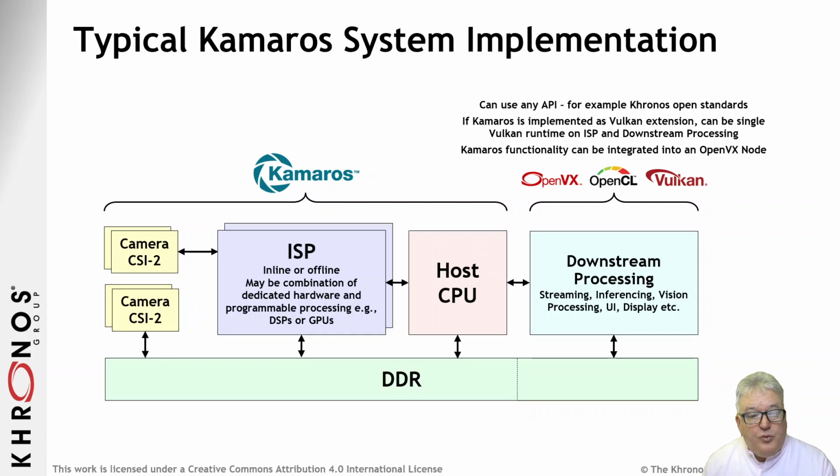The Cameros API will enable programming of the camera and sensor hardware and ISP processing, including 3A, image statistics, and frame metadata. As with any Khronos API, Cameros will not dictate implementation details, enabling use of, for example, CSI2 or USB cameras, and a wide range of ISP architectures, including dedicated hardware, DSPs, or GPUs. Cameros does not define downstream vision, inferencing, or other compute processing that is left to existing APIs, such as OpenCL or OpenVX. Camera functionality could easily be integrated, for example, into an OpenVX node for feeding an ISP process sensor stream into an OpenVX graph.